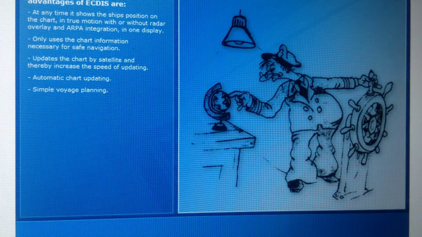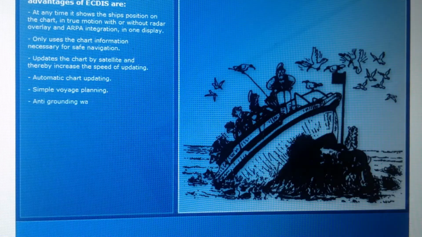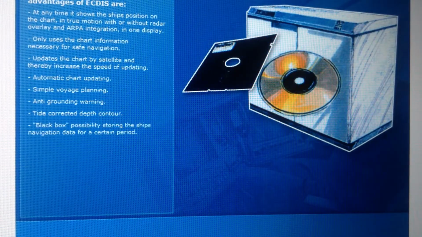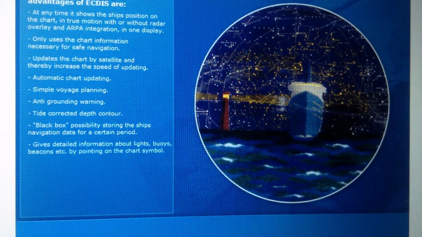Simple voyage planning. Anti-grounding warning. Tide corrected depth contour. Black box possibility, storing the ship's navigation data for a certain period. Gives detailed information about lights, buoys, beacons, etc. by pointing on the chart symbol.